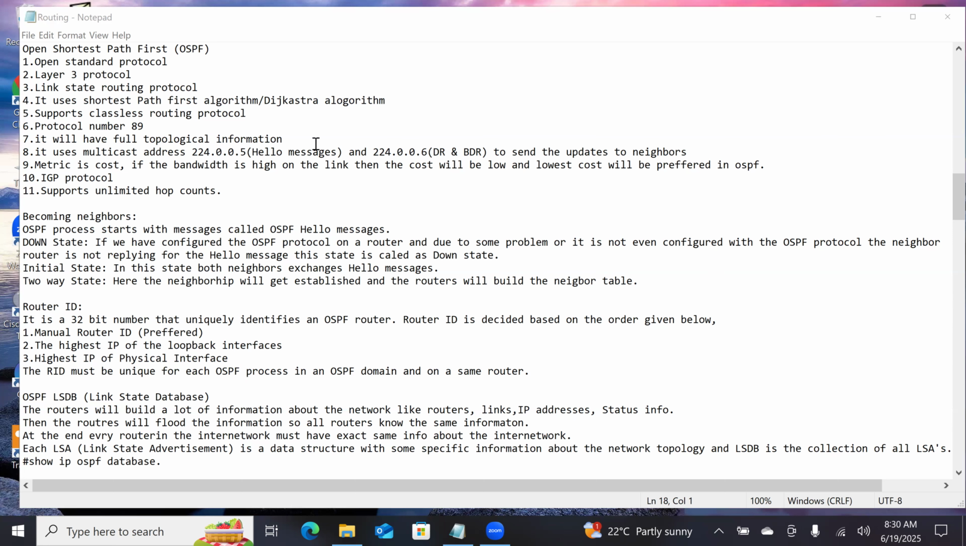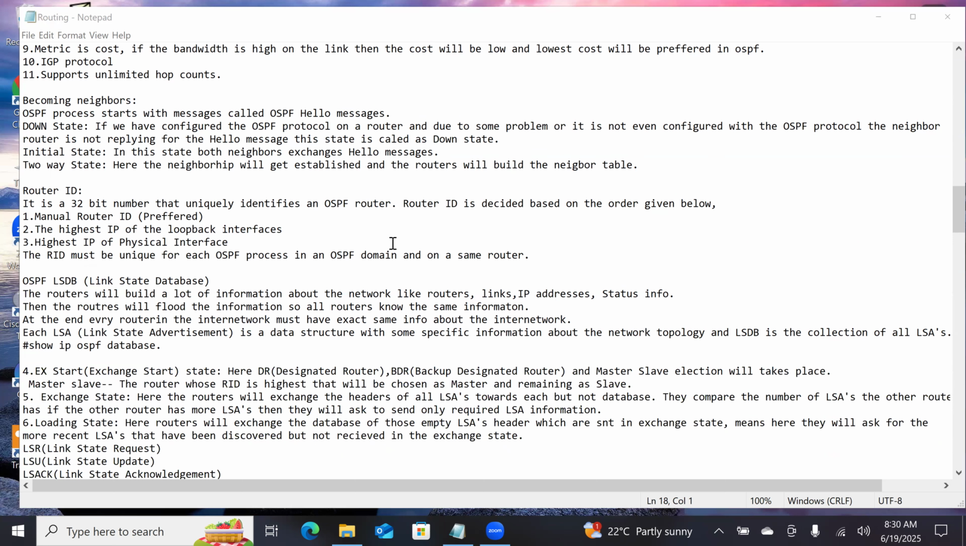Next, we have something called LSDB. What is LSDB? It is the link state database.